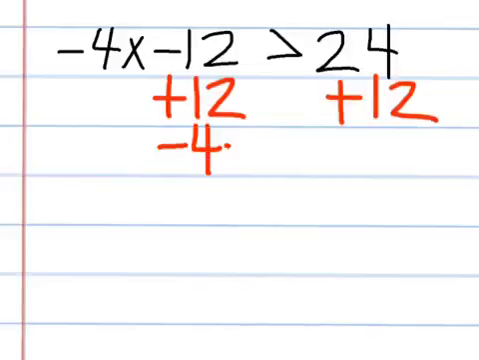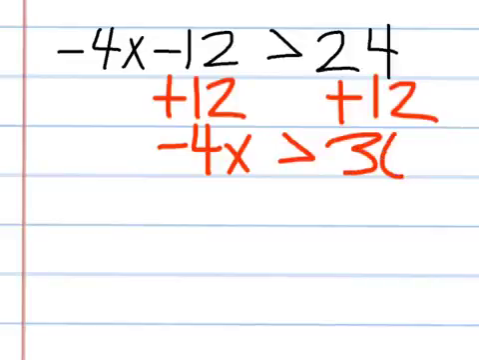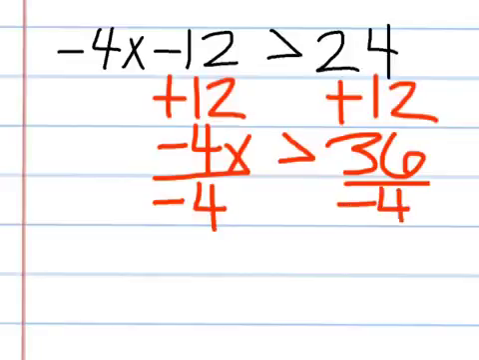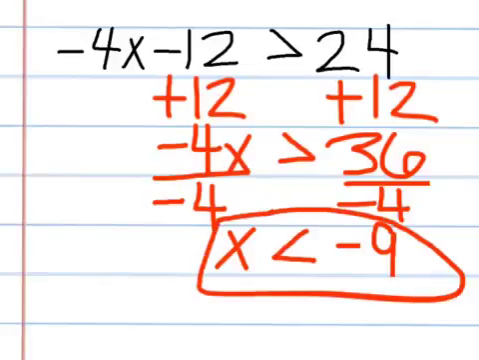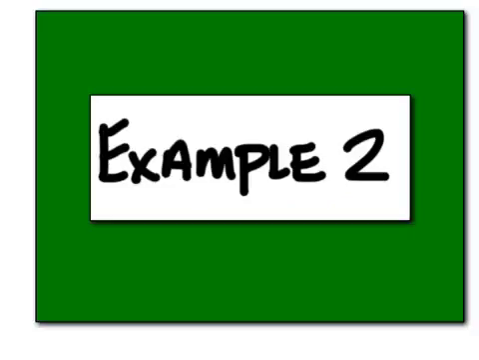Add 12 to both sides. We get -4x on the left and we have 36 on the right. What do we do next? Divide by -4. Right, we want to divide by our coefficient. When we divide by a negative, what happens to our inequality sign? That changes. Right, it switches over. We'll have x on the left and -9 on the right, and this will be our final answer.